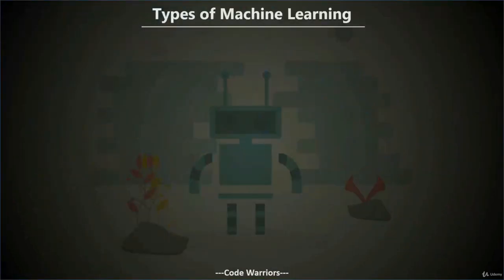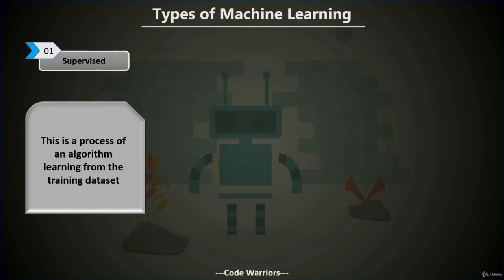Then our next topic is types of machine learning. There are basically three types of machine learning, and a fourth type is also there, but that is not as widely used. The first type is supervised learning. What is the supervised learning approach? Supervised learning is a process where an algorithm learns from a training data set. What is the meaning of that here?